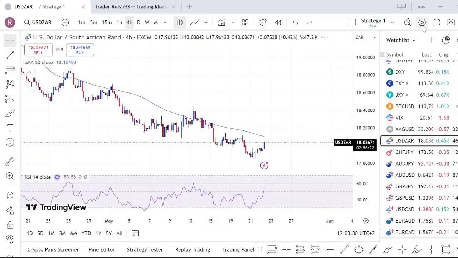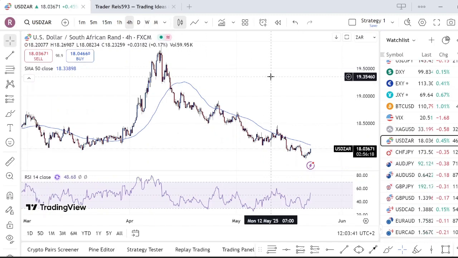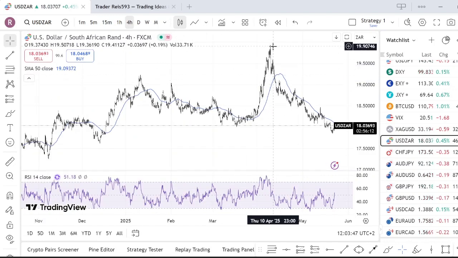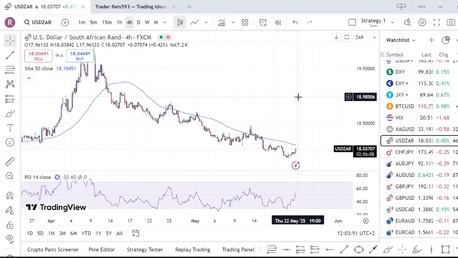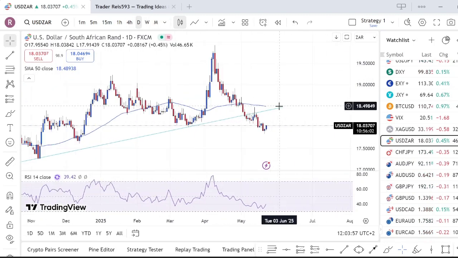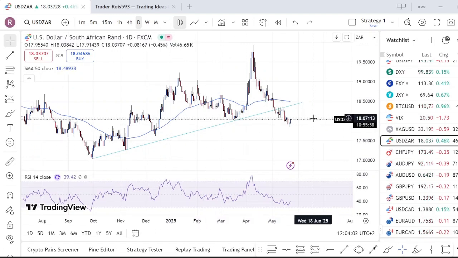Let's see what USD/ZAR is doing. USD/ZAR has been enjoying a very bearish run, so ZAR strength, dollar weakness. Surprisingly, because we actually peaked at 19.9, and we are at 18.03 at the moment, which is great. Do I expect further downside movement? Well, per the trend, yes.